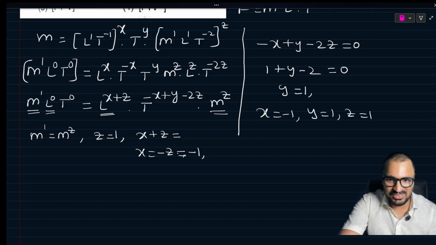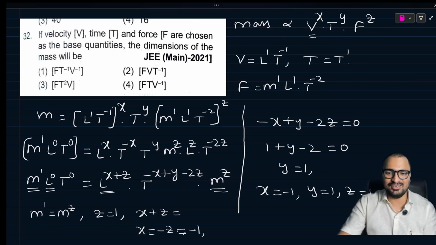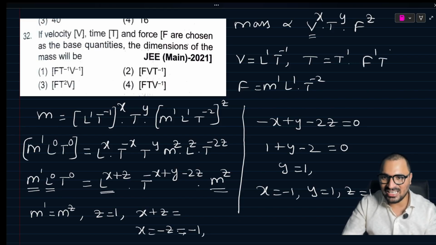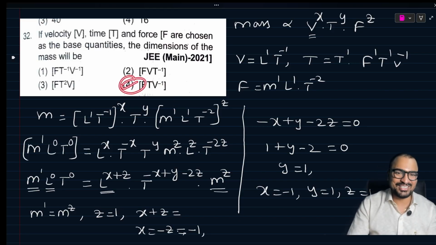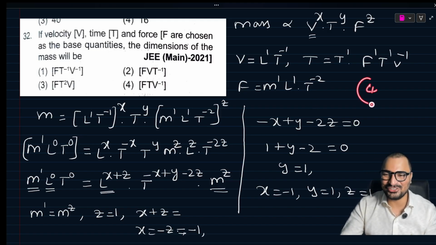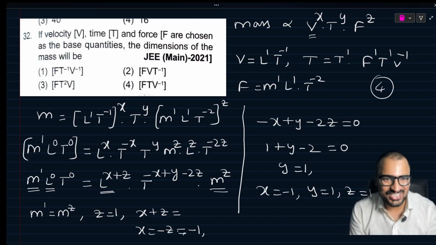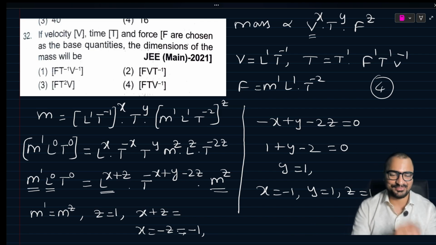That means what will be the equation for the given question? x is minus 1, that is v power minus 1, f power 1, t power 1. Which option? f1, t1, v power minus 1. Yes, fourth option. In the last question also we got the same fourth option. So you have seen the two questions given in previous year JEE Mains.